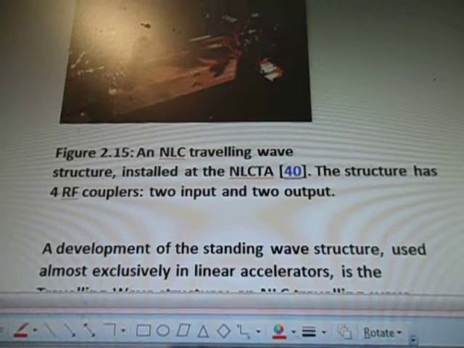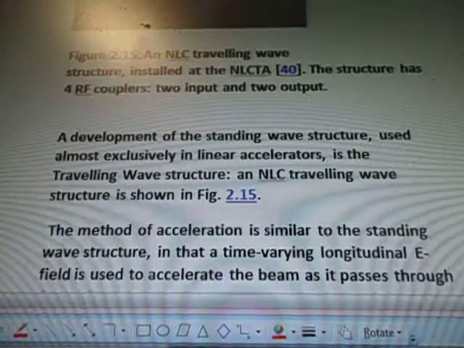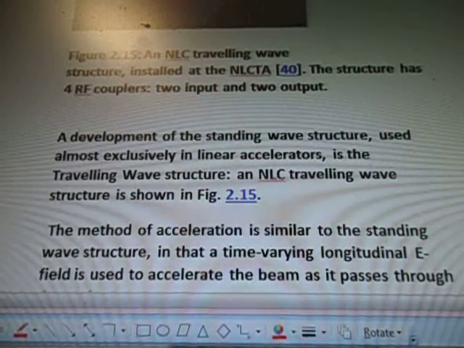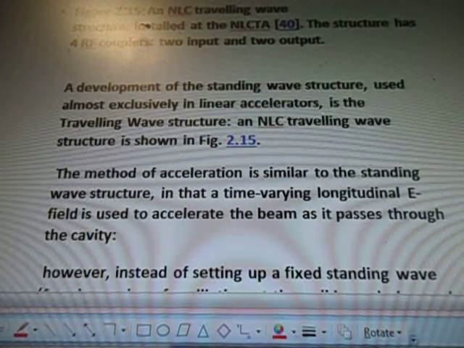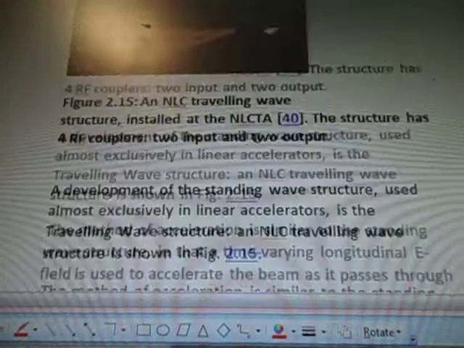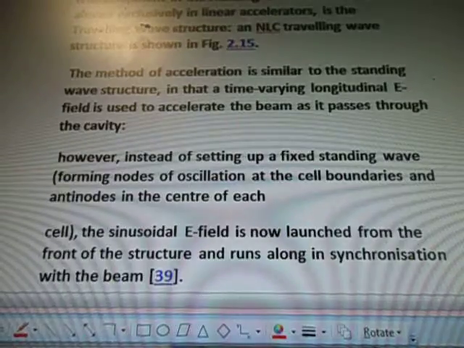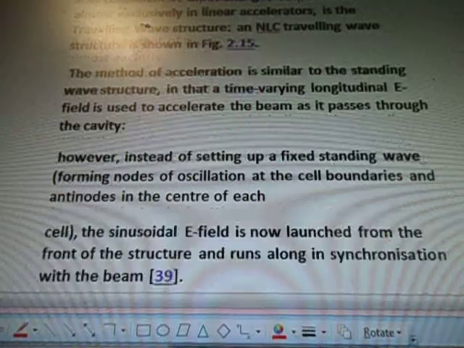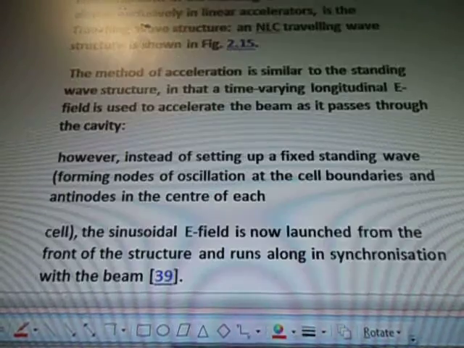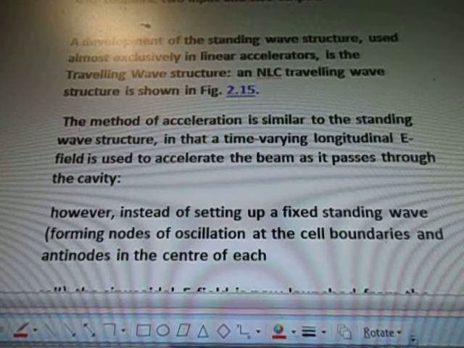So an NLC traveling wave structure installed. The structure has 4 RF couplers, 2 input and 2 output. A development of the standing wave structure used almost exclusively in linear accelerators is the traveling wave structure. An NLC traveling wave structure is shown in this figure. That's the traveling wave one. Interesting. Okay, so the method of acceleration is similar to the standing wave structure, and the time-varying longitudinal E field is used to accelerate the beam as it passes through the cavity.